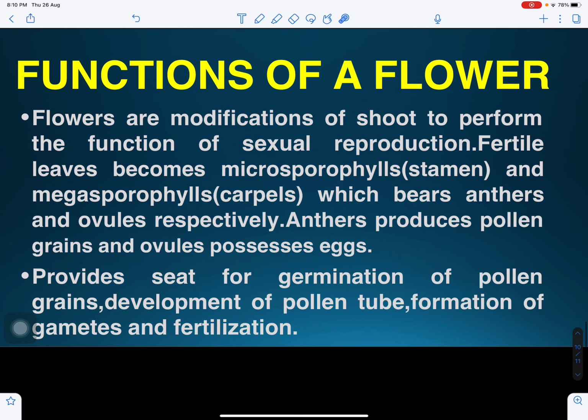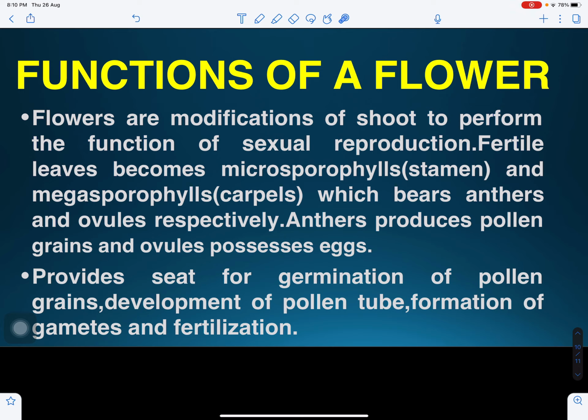So flower is the reproductive part of a plant. A shoot has been modified to carry out the function of reproduction. Stamens, originally they were called as microsporophylls, now they are called as stamens. Similarly, carpels or female part, ovary, style and stigma, they were called as megasporophylls, now they are called as carpels. Now stamens are male reproductive part, carpels are the female reproductive part. So they help in sexual reproduction, they help in fertilization, formation of the seed, formation of the fruit.